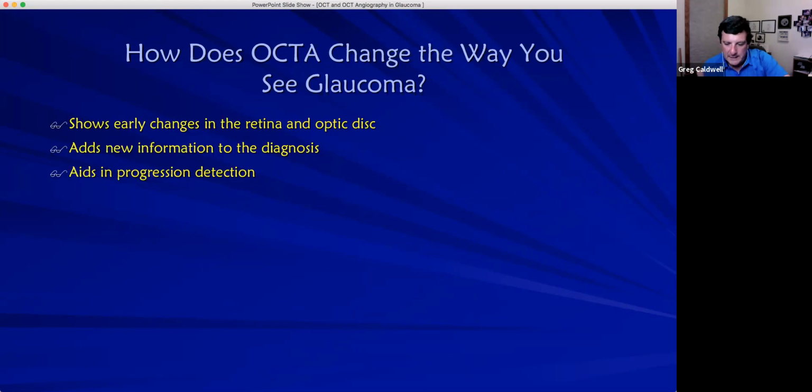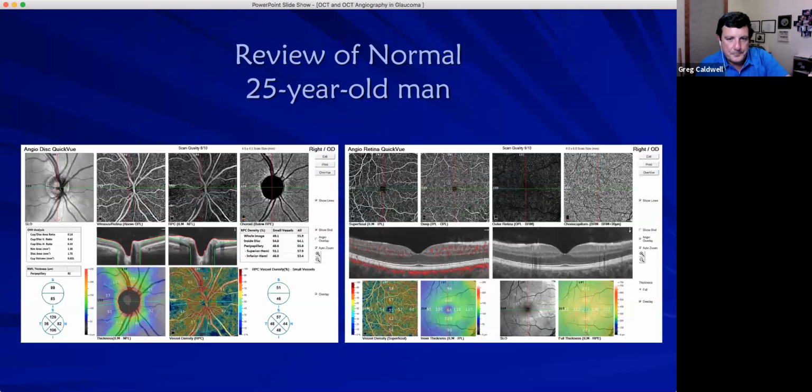OCTA has been great in macular degeneration, great in diabetes, and it's been good for glaucoma. It really hasn't said, oh man, I really don't need GCC and nerve fiber layer anymore. It just gives me another look and confidence, if I'm following someone and not treating them with a high pressure, that another structural measurement is not being affected.